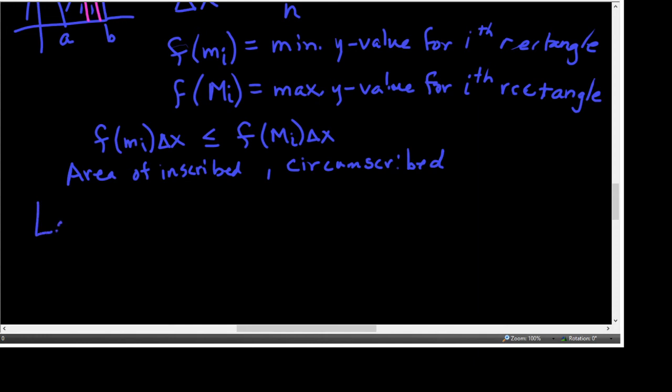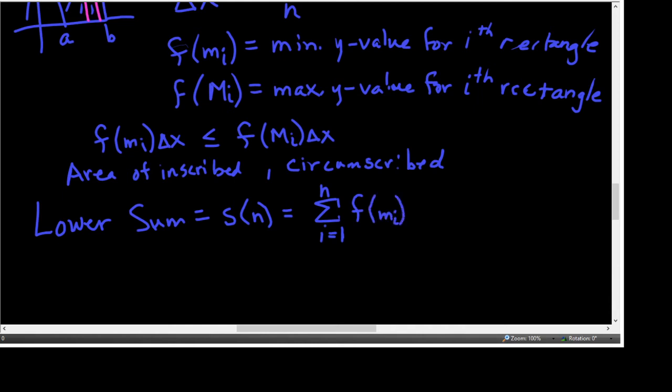So there's something called a lower sum that's possible. And that's going to be represented with a lowercase s, which is the sum from the first rectangle, i equals 1, to the nth one. So we're assuming we have n rectangles. And this will be taking the y value that's minimum for each rectangle and multiplying it by the width of the rectangle, delta x, which is, of course, the area of the inscribed rectangles.